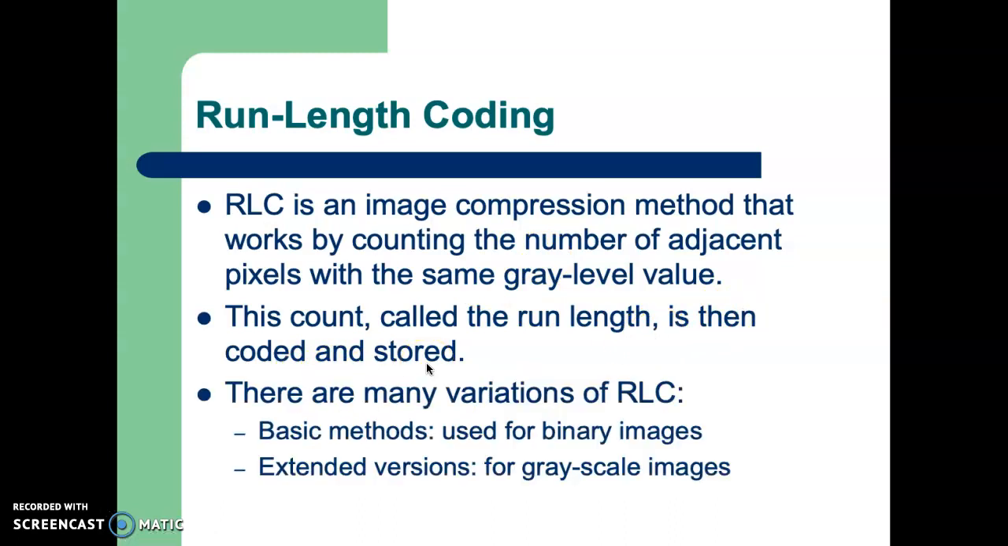There are many versions of RLC. It can be used on a binary image, which is the basic method: just count the pixels with the value 0, and also count the pixels with the gray level 1. There is also an extended version for grayscale images, which is more complex, where you have a larger number of gray levels to be counted.